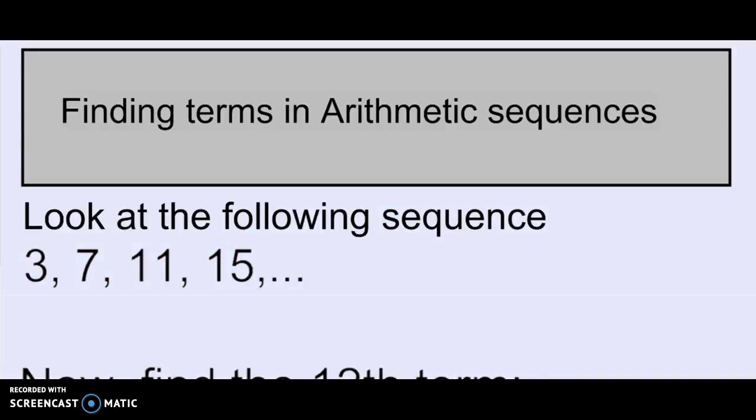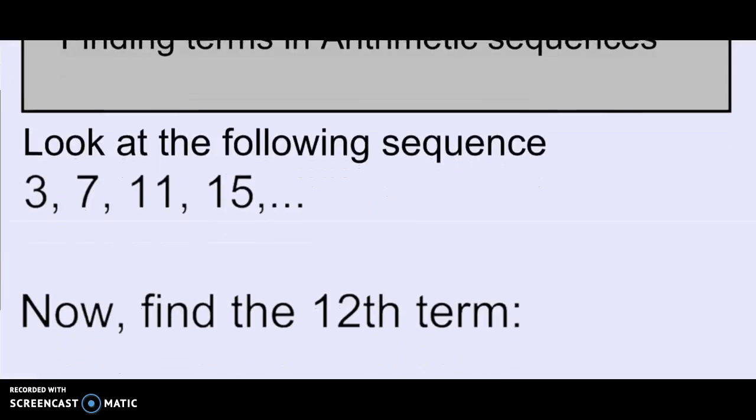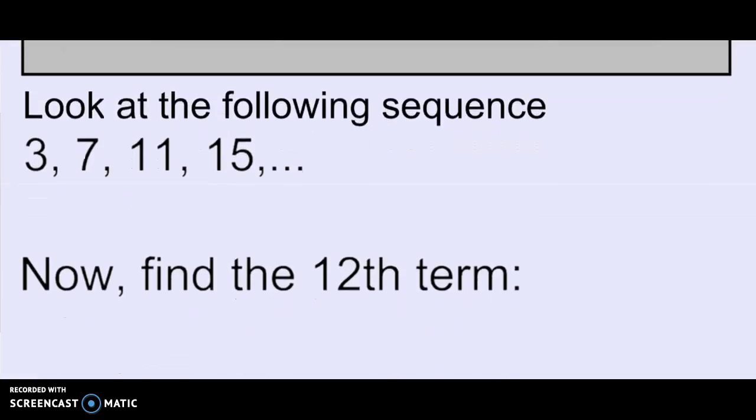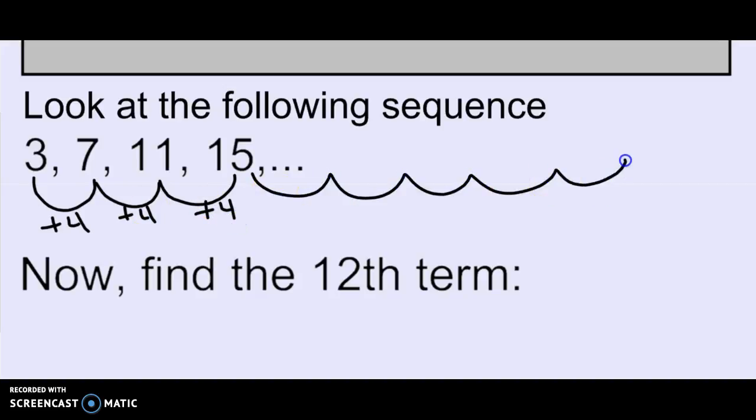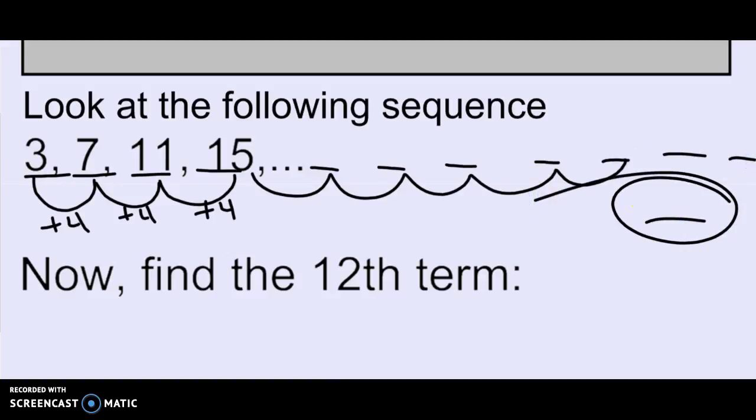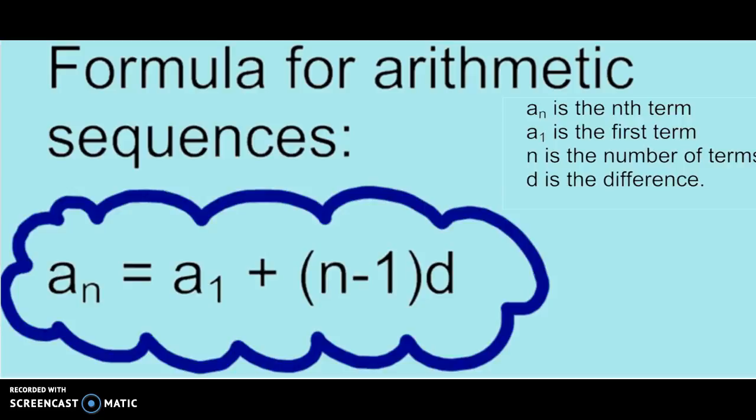All right, let's play around with some of these. We're looking at an arithmetic sequence, and we want to find the 12th term. This one could be kind of hard. You first have to figure out what you're adding each time. We're adding 4, it looks like. So you'd have to add 4, 12 times to get to the 12th term: 1, 2, 3, 4, 5, 6, 7, 8, 9, 10, 11, 12. We'd finally get there, but there's a better way. There's a formula you can use. So copy this formula down, hit pause.